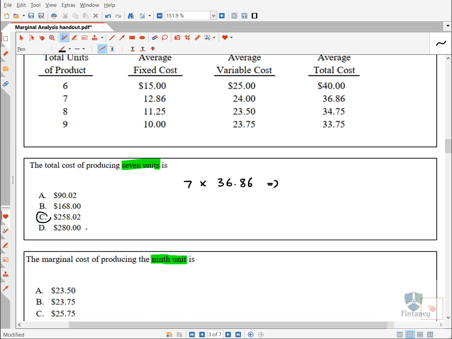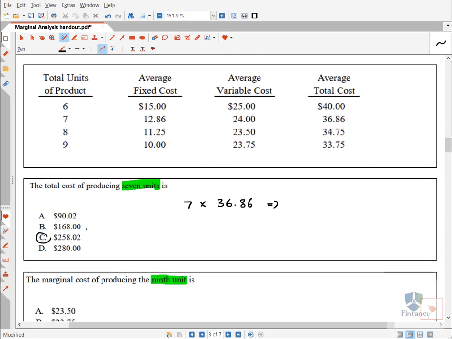Now, the marginal cost of producing the 9th unit is. If you take this 9, that is 9 units in total. But I need the 9th unit. Where is the 9th unit? That is somewhere in between, between 8 and 9. If I do the calculation for 8 units and I also do the calculation for 9 units, do you think I can get my answer? Try this one, please.